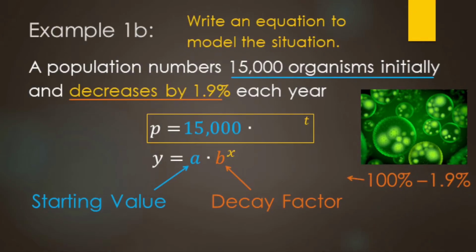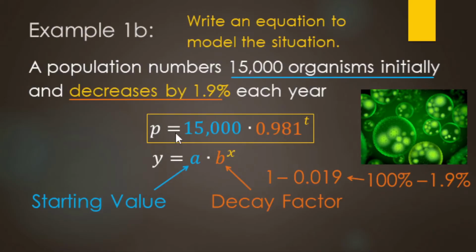Again, we want to change those to decimal. So it's going to be 1 minus 1.9%. So move the decimal place over, boom, boom. So it's 0.019. And now we do our subtraction. So our decay factor, the last one increased, so that was a growth factor. This one decreases, so it's a decay factor. Anything less than 1 is decay, more than 1 is growth, right?